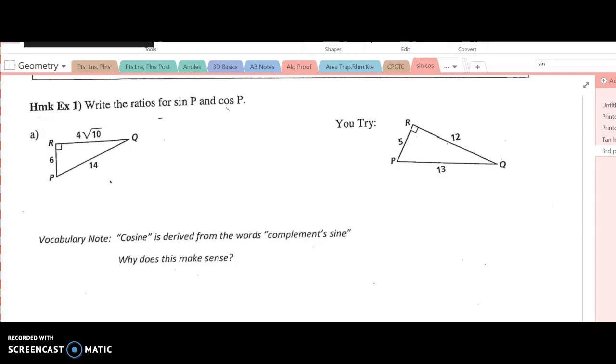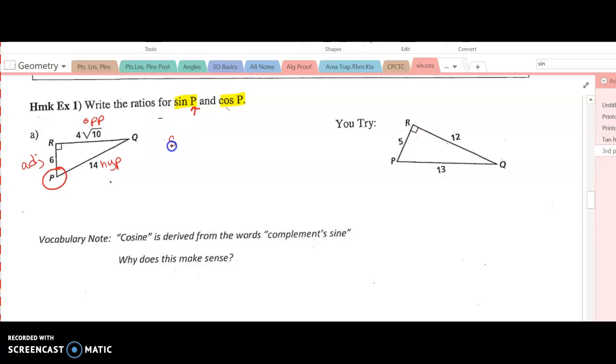Okay, so in homework example 1, it says write the ratios for sine P and cos P. So this P here, remember, tells us which angle we're looking at. Based off of that angle, that's how we know how to label our sides. Across from is opposite, next to is adjacent, and the hypotenuse is always across from the box. So let's label our sides first.